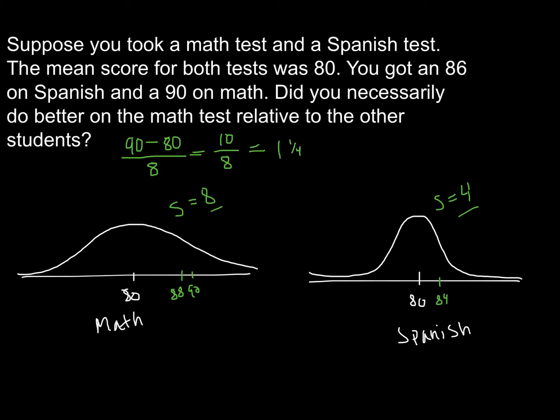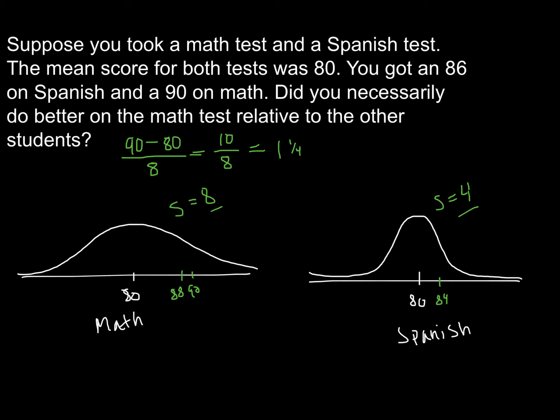1 1/4 standard deviations away from the mean. So this is a way of talking about how much better you did than everyone else. Well, on average, people were 8 units away from the mean, and you were 1 1/4 standard deviations. You were 10 units better than the mean, and so you were 1 1/4 standard deviations above the mean.